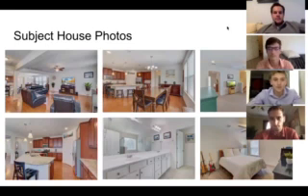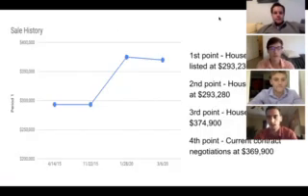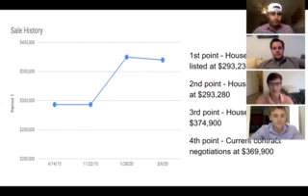Pictured here are some subject house photos from our subject property, including the kitchen, the bathroom, bedroom, living room, etc. So here's a little timeline showing the sales history of the house. It was only actually sold one time, and that's indicated at the second point in the graph. The third point is earlier this year when it was relisted. And the fourth point is a prospective buyer, and that is the current price that they're negotiating.